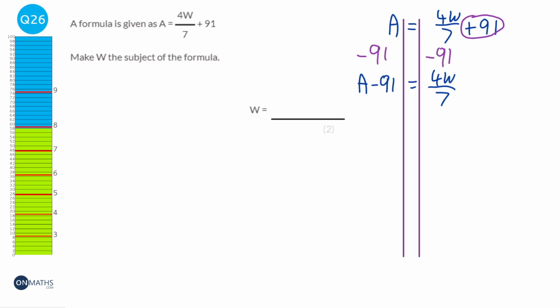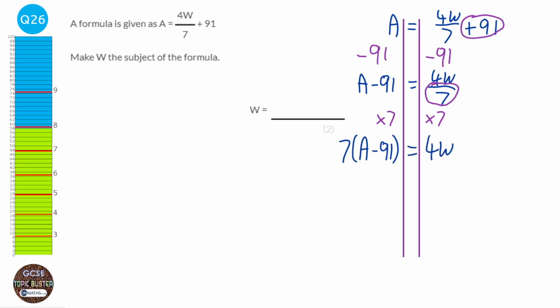Next, we've got this 4w that's trapped in this fraction. So we've got to get rid of this fraction here. So that is over 7, or divided by 7. How do we get rid of that? Well, we times both sides by 7, because the opposite, or the inverse of divide, is times. So we're going to end up with 7 times a minus 91. So it's timesing the whole thing, equals 4w.